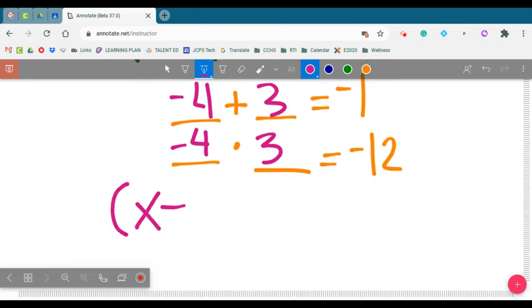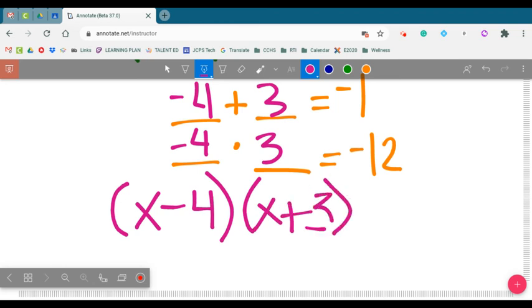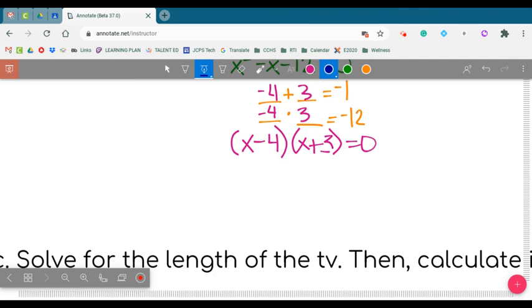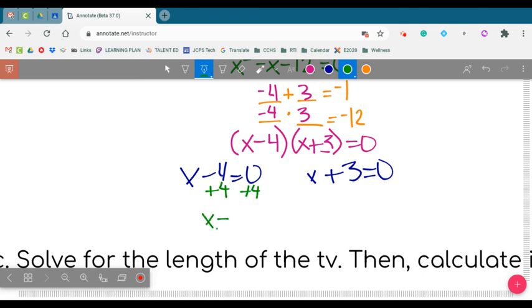So I'm going to have x minus 4, x plus 3, and remember that this equals 0. So I have to set each of my factors equal to 0. So I'm going to have x minus 4 equals 0, and x plus 3 equals 0. Add 4. You get x equals 4. Subtract 3. You get x equals negative 3.